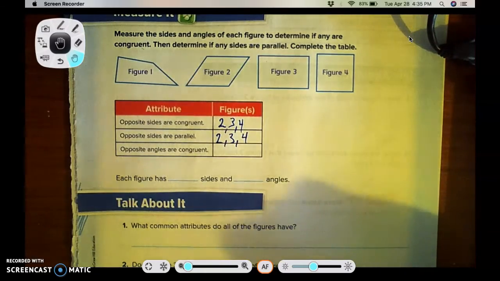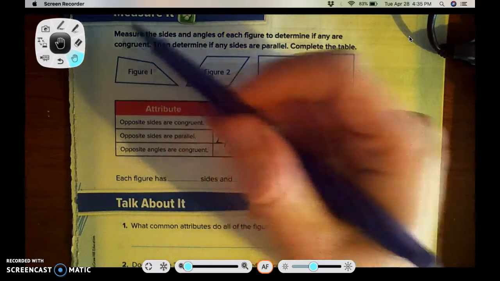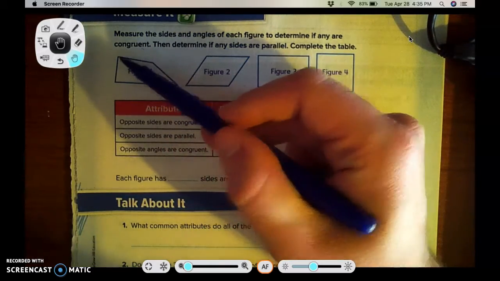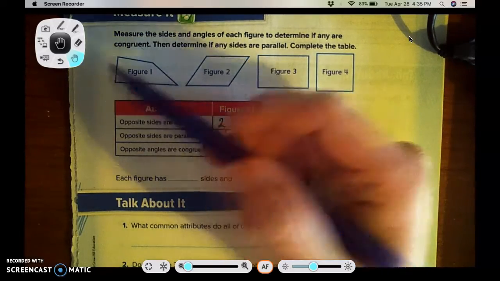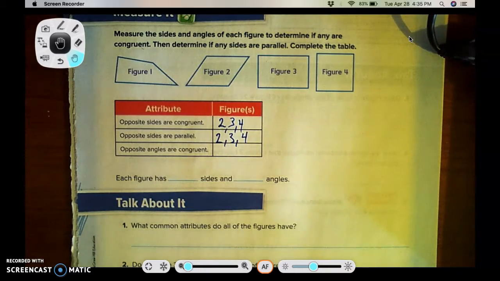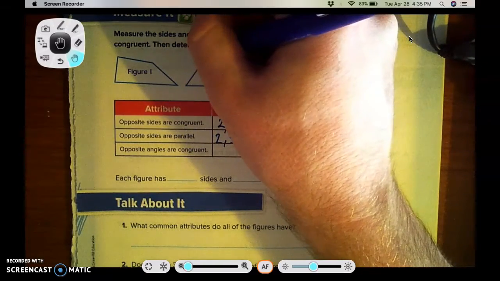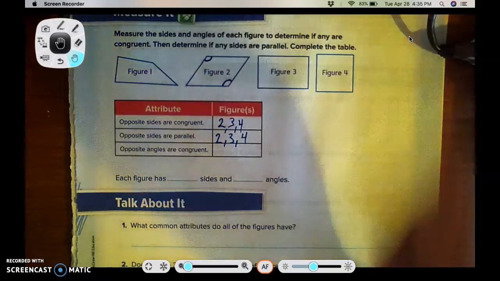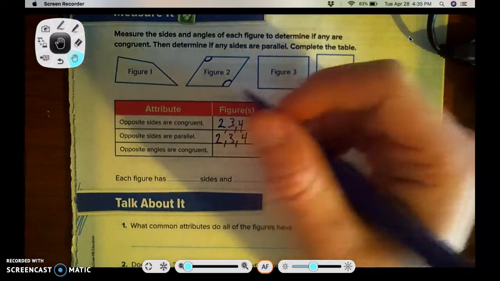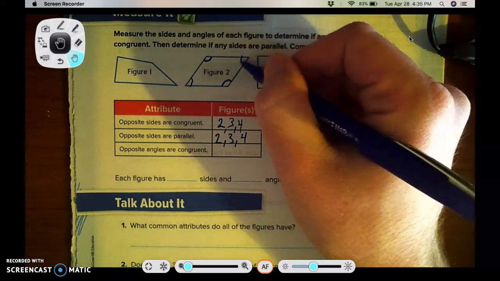Opposite angles are congruent. So when we look across opposite here, this one looks like it's about a 90 degrees, maybe a little less. This one is way less. This one's an obtuse one, and this one's acute. So none of those angles are going to be congruent or equal. And this one, though, we have an angle here and an angle here. Again, we're not too worried about measuring it. They look like they're about the same angle. Same with these two acute angles here.